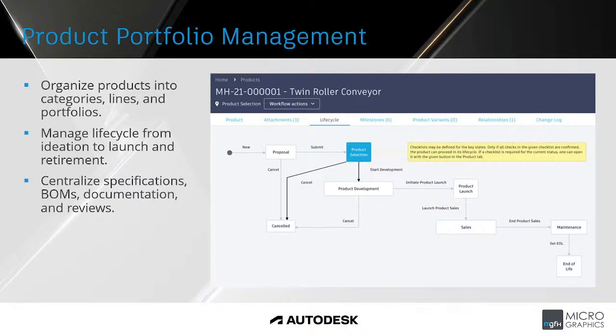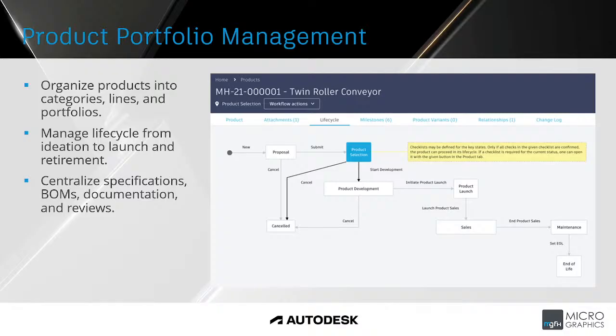And at this point here, we're looking at product selection. So we're going through the selection process. But the lifecycle chart here shows us the various states during the new, basically in this case, the new product, where it is within its life cycle. So currently, product selection.